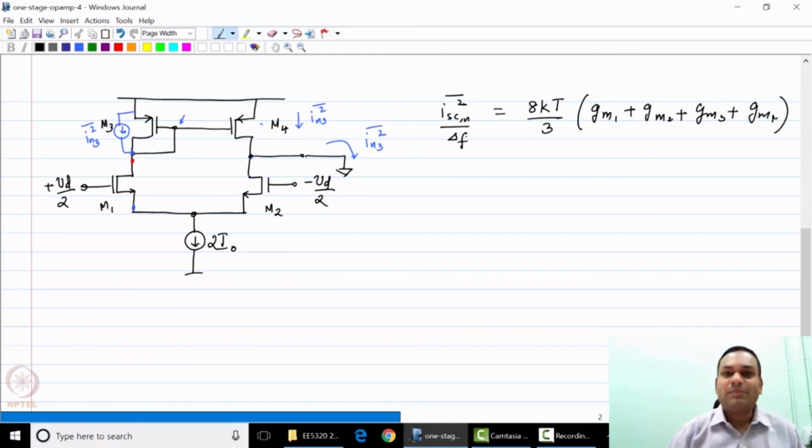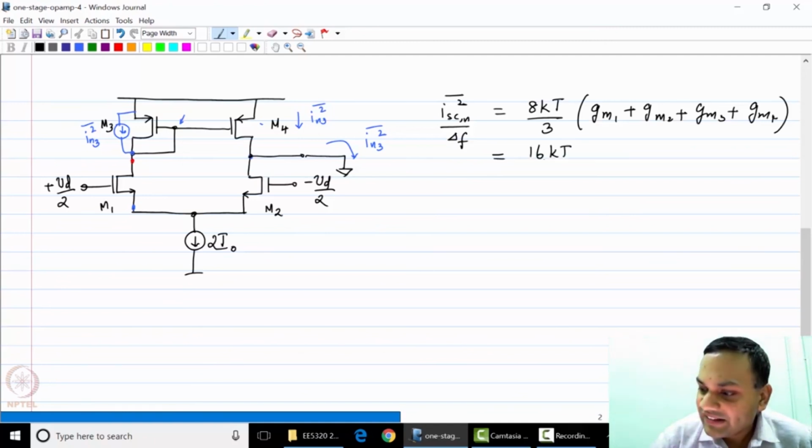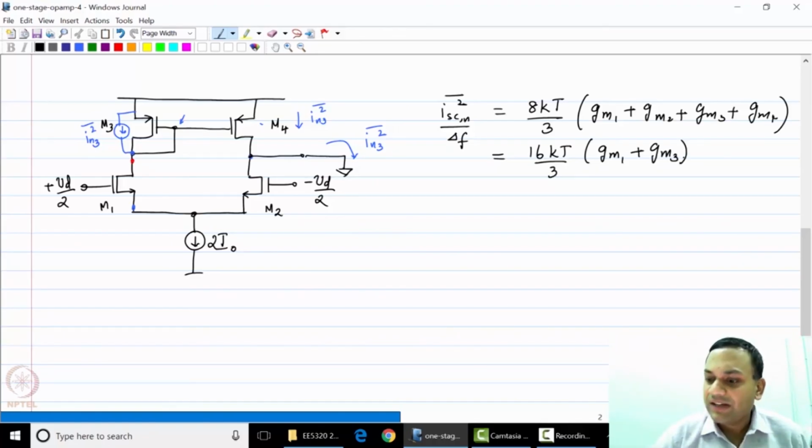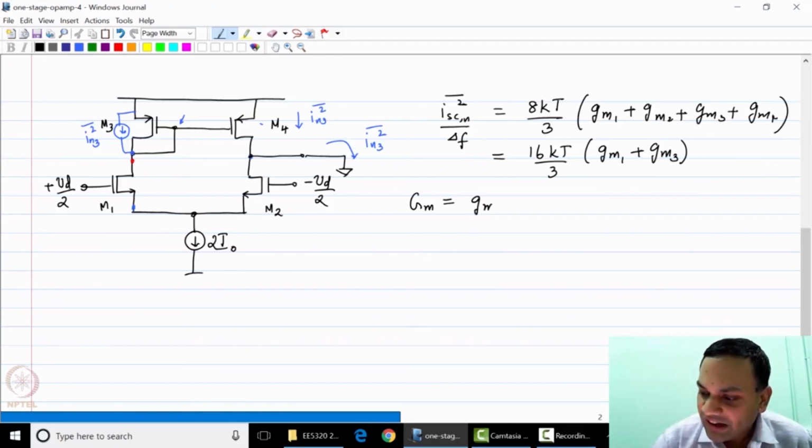And now if I am looking at the power spectral density, then this is 8 kT by 3 into the sum of all the GMs. Now this can be further simplified because the two parts are identical. I can now write it as 16 kT by 3 into GM1 plus GM3. So this is the short circuit noise produced by the one stage op amp. Now what is the overall transconductance of the op amp? This is nothing but the short circuit current over the input applied voltage VD. That is clearly just GM1 of the input transistors.